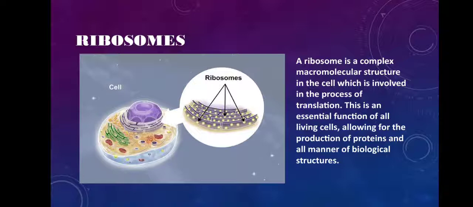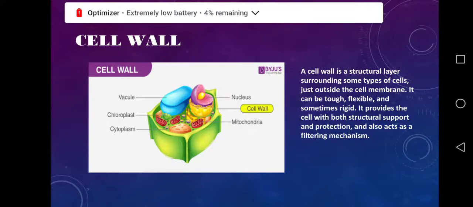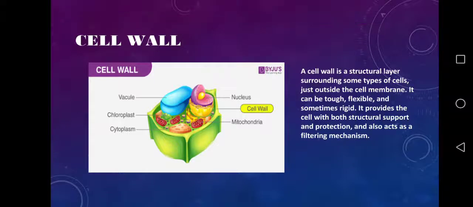Ribosomes. A ribosome is a complex macromolecular structure in the cell which is involved in the process of translation. This is an essential function of all living cells, allowing for the production of proteins in all manner of biological structures. The cell wall. A cell wall is a structural layer surrounding some types of cells, just outside the cell membrane. It can be tough, flexible, and sometimes rigid. It provides the cell with both structural support and protection, and also acts as a filtering mechanism.